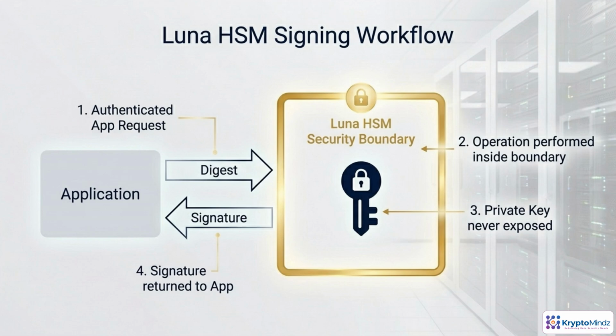Here's how a Luna HSM signing operation runs end-to-end. Your application authenticates to the correct partition, then sends either the data or a pre-computed digest through the Luna client library. Inside the HSM boundary, the signing key's attributes are checked, and the private key operation is performed entirely in hardware. Only the signature leaves the device, so the private key material is never exposed to the application or the network.